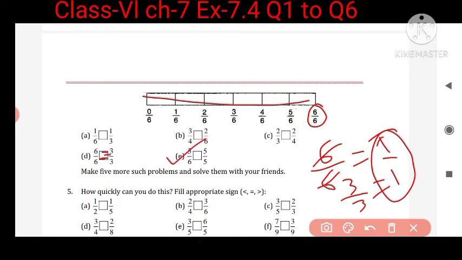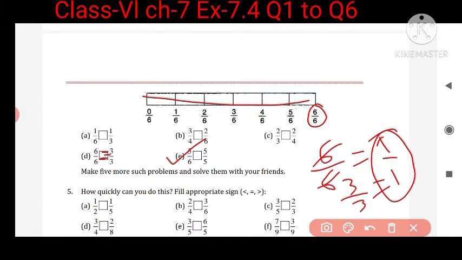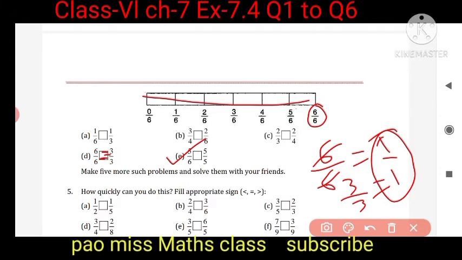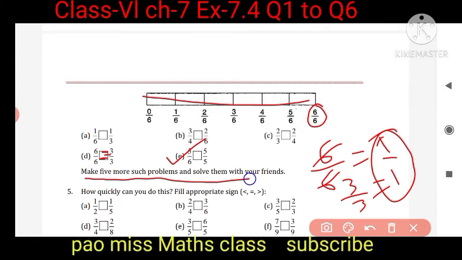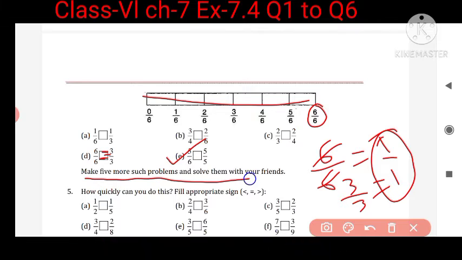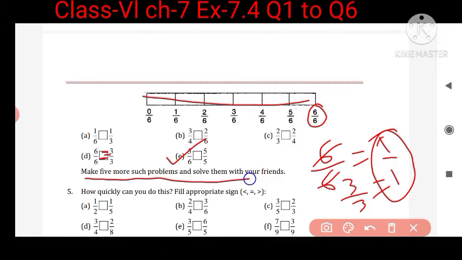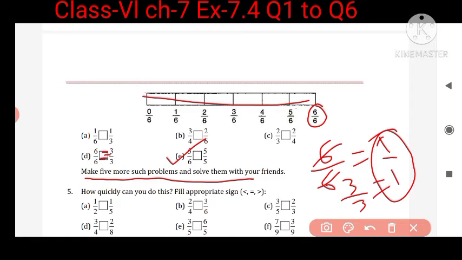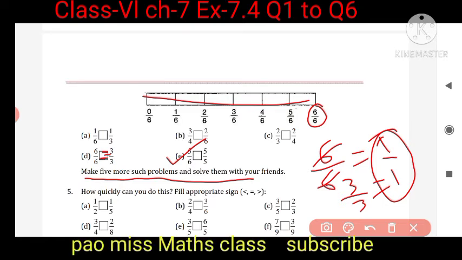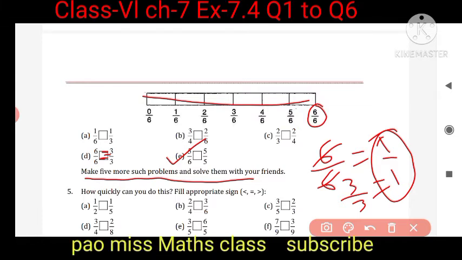Now this is your homework: 5 upon 6 and 5 upon 5. You have to put the appropriate sign. And here one more homework is there. Make 5 more such problems and solve them with your friend. Now unfortunately, because of this lockdown, nobody is attending class, isn't it? So you have very few friends. If you have a friend in your neighborhood, then you can solve with your friend. You have to find some pairs of fractions of your own, and compare which fraction is greater. Now come to question number 5.